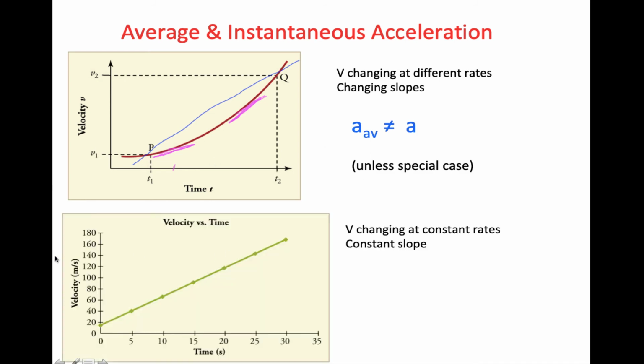This is also a velocity versus time graph, and if you want to find out average acceleration, you will draw a secant line. For instantaneous acceleration, you will draw a tangent line. But any of these lines that you draw, they will all overlap on the graph itself. So in this case, average and instantaneous acceleration are equal. This is the case when the acceleration is constant, because the slope of this line is constant. In the previous graph, the slope was changing, so instantaneous acceleration was different at different locations.